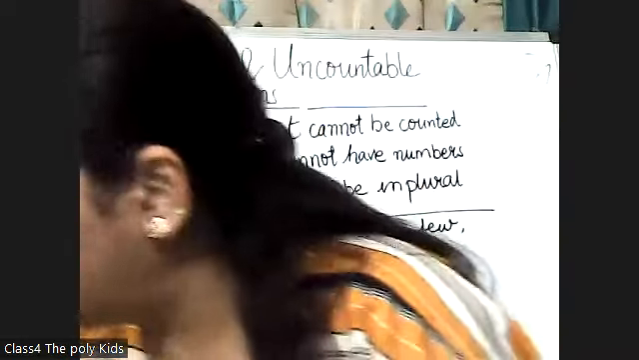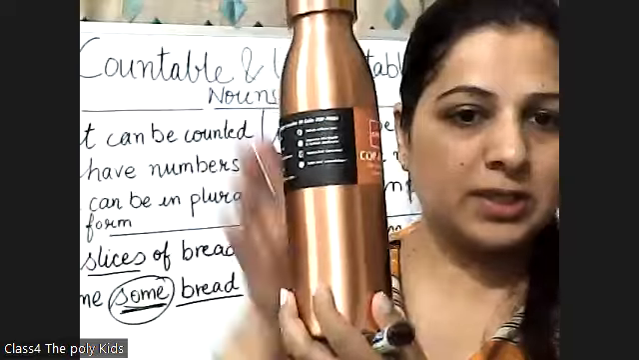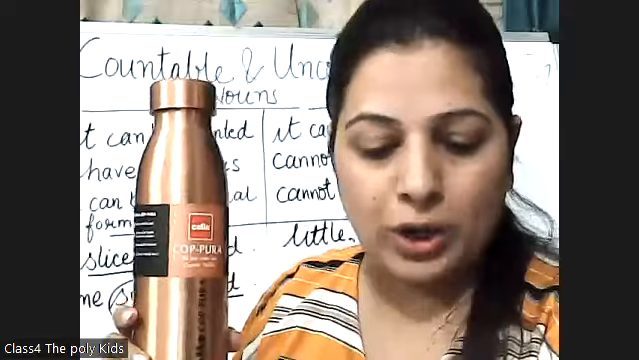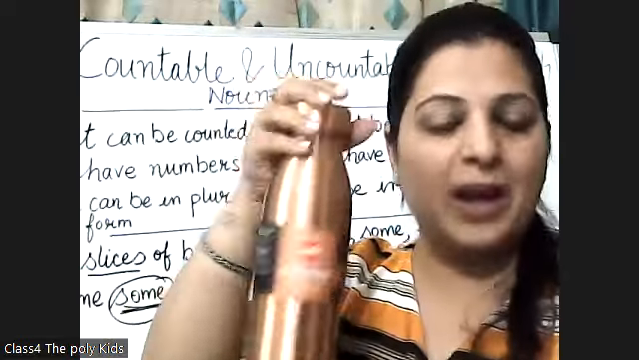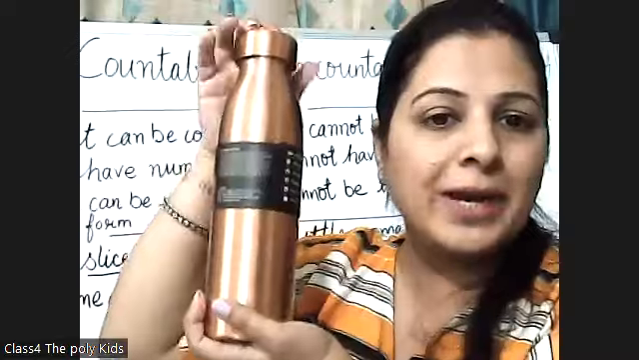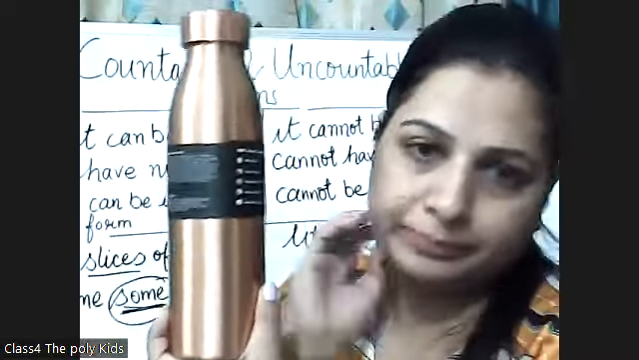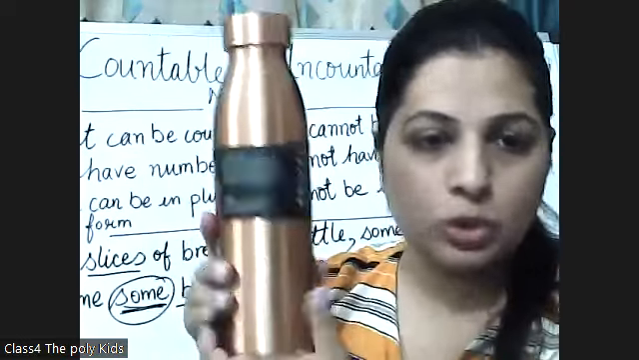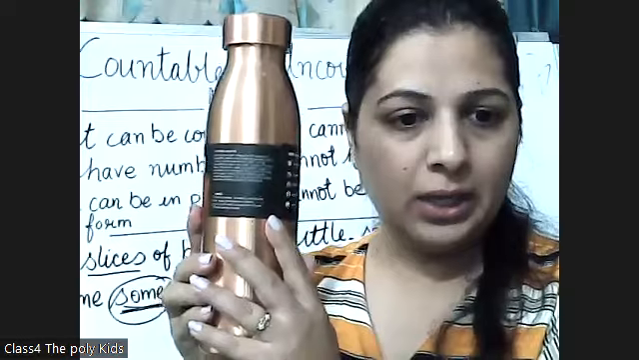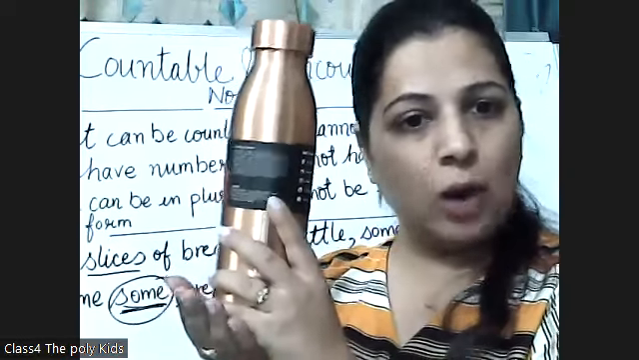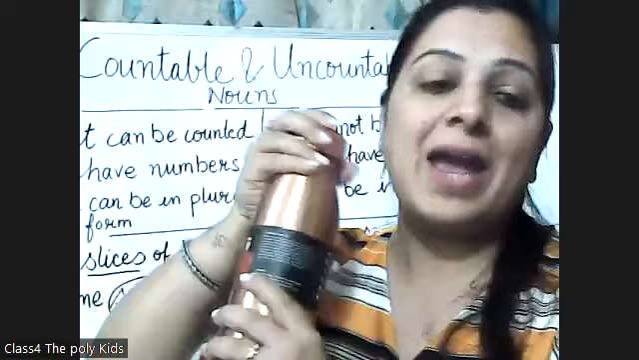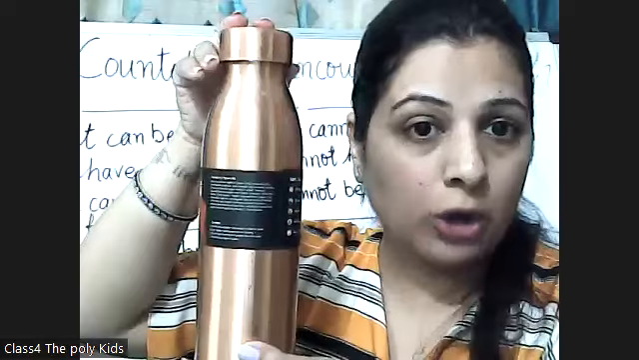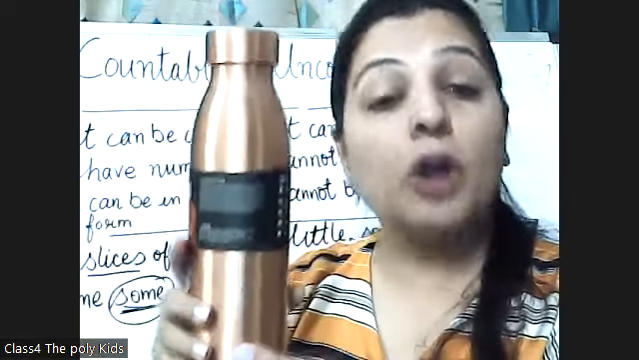One example more I am giving. What is this? Ma'am, water bottle. Bottle. Okay. Now, if I talk about this bottle, you can tell me how many bottles I am having. Ma'am, one. One, we can count. So bottle is a countable noun. Clear? Now, if I ask you how much water is there, can you count the water inside this bottle? No, ma'am. So what will you tell me?